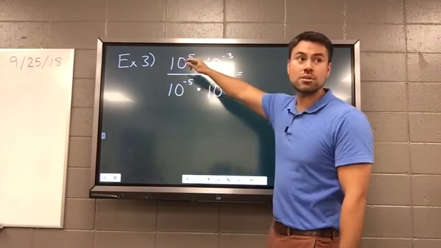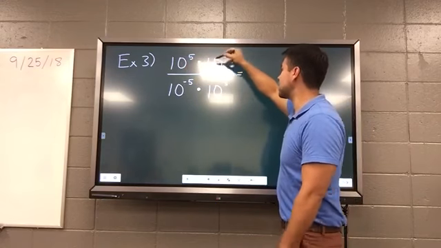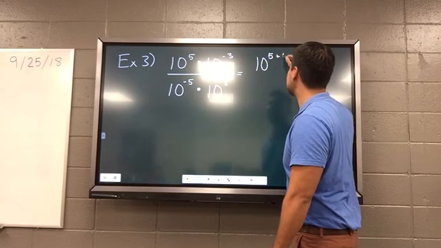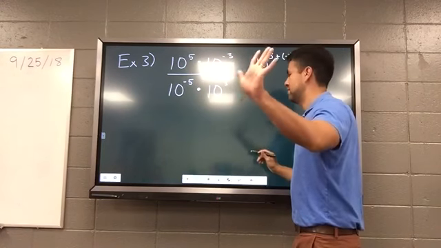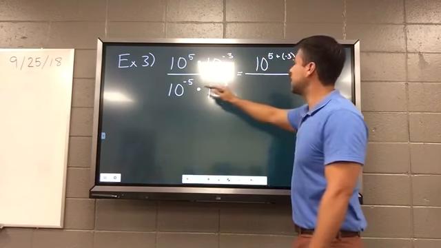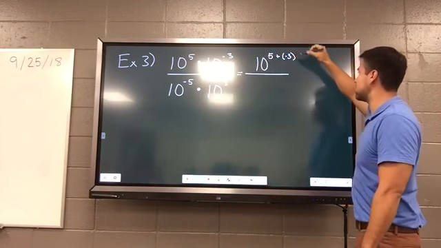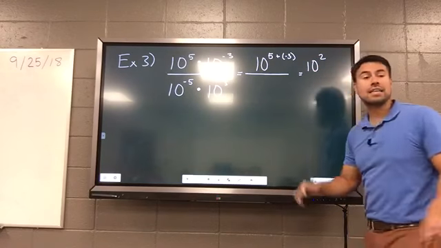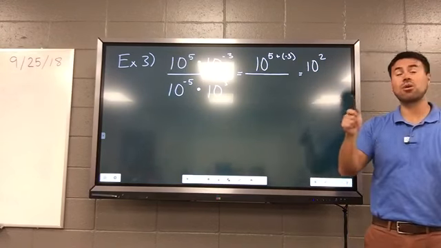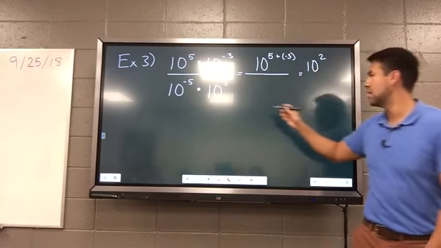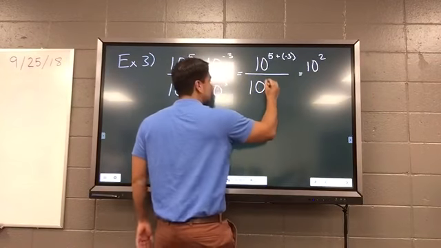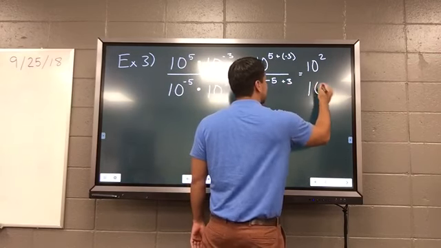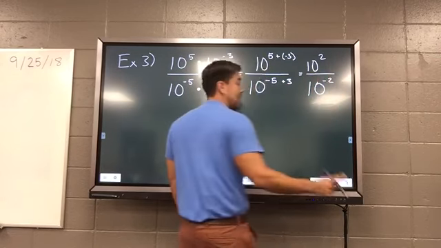All right, let's deal with the numerator. 10 to the 5th times 10 to the negative 3rd is 10 to the 5 plus negative 3. What is 5 plus negative 3? 2. 10 to the 2nd. I saw on your papers, even if you got it wrong, you got this part right. The bottom, 10 to the negative 5th times 10 to the 3rd, would be 10 to the negative 2nd, which again, I saw on your papers.